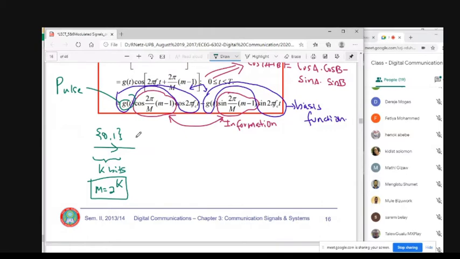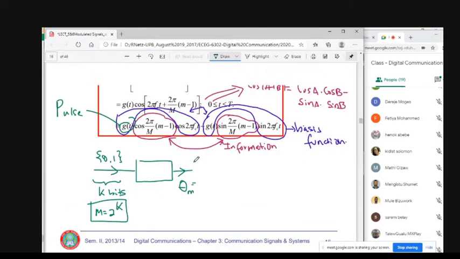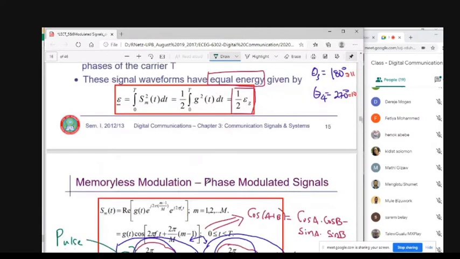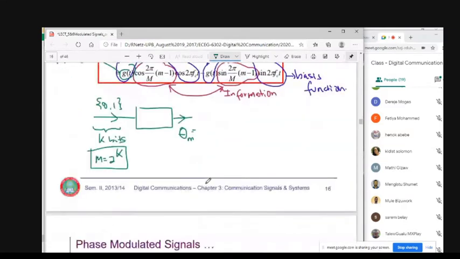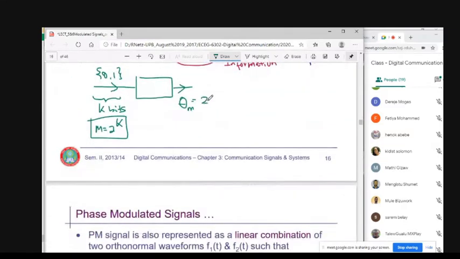So we take k bits at a time, and the first and foremost step would be to map these k bits into theta of m, where theta of m is given by 2 pi over capital M times small m minus 1.